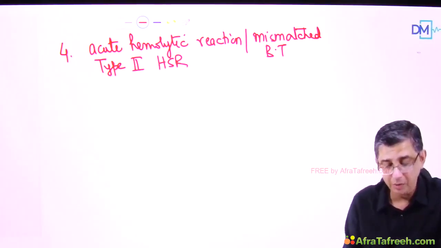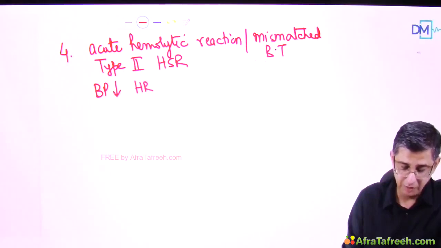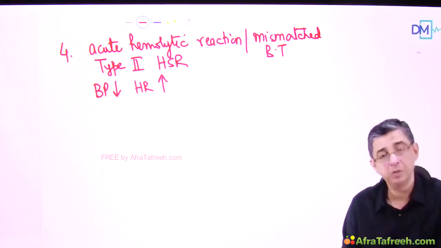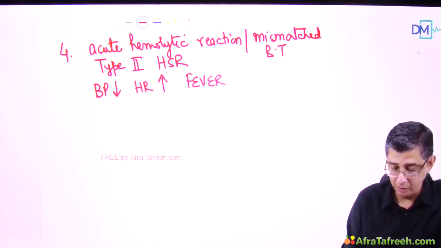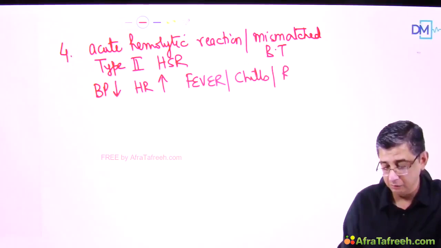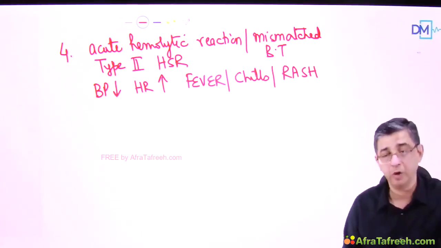Now what is going to happen in the patient when acute hemolytic reaction occurs is that hemodynamic instability will obviously be a feature. That is, the heart rate will start increasing, the BP will start falling, there will be fever and chills in the patient, and the temperature might increase by as much as 1 degree Celsius. There could even be a rash developing on the arm or all over the body of the person.